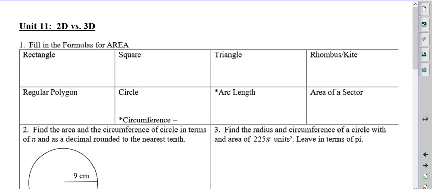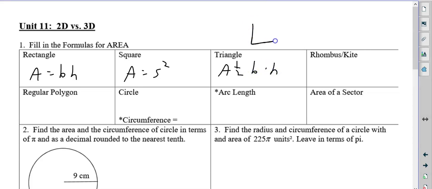All right. Second semester final review, chapter 11, 2D versus 3D. So real quickly, fill in the formulas for area. Rectangle, area equals base times height. Square, same thing, but technically s squared, but it's base times height. Triangle, same thing, except it's 1/2 base times height. Because remember, any rectangle or square can be divided into two equal triangles. So it's half of it.